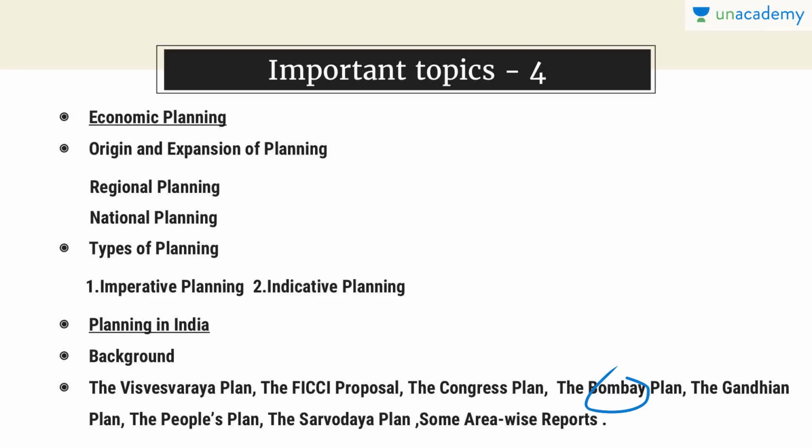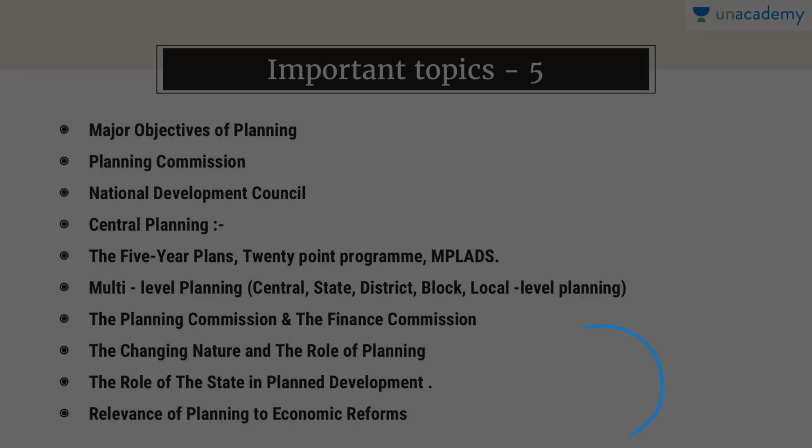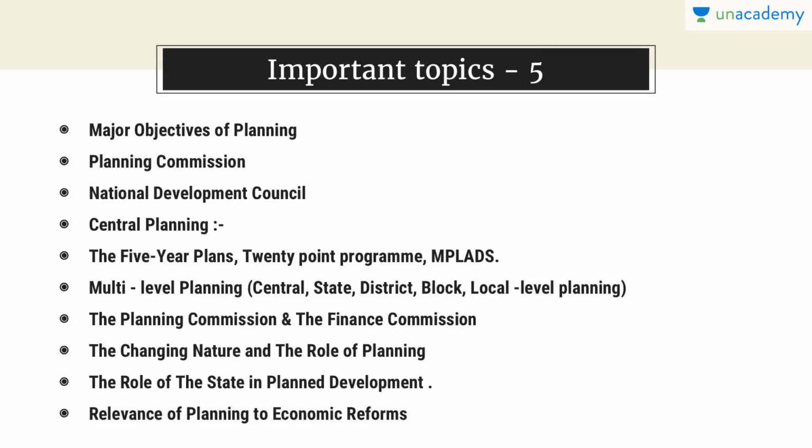Though the Planning Commission is no longer there, it has been replaced by Niti Aayog, still you need to have this basic understanding, otherwise you will not be able to grasp the nitty-gritties of how planning happens in India. Then what are the major objectives of planning? This is again a very important concept. What is the Planning Commission? Why was it replaced by Niti Aayog? National Development Council, central planning, 5-year plan, 20-point program, MP-led scheme, multi-level planning at central, state, district, block, local level. The Planning Commission, finance commission, now it is no longer there. So what is the replacement with Niti Aayog?